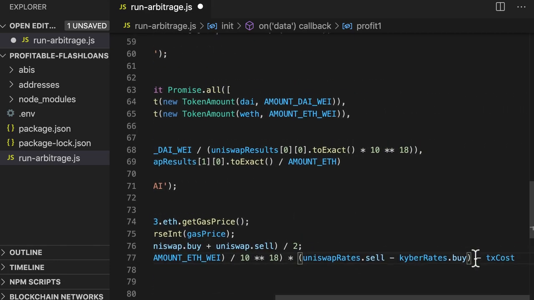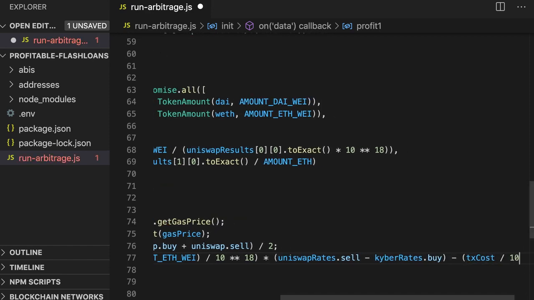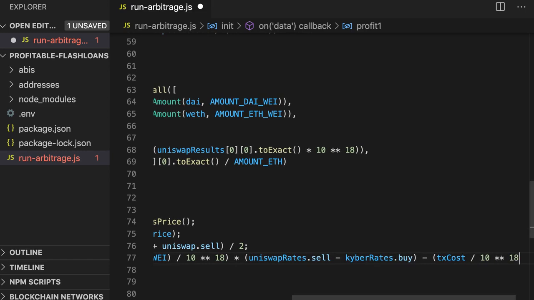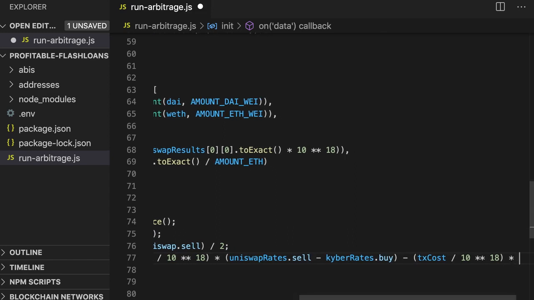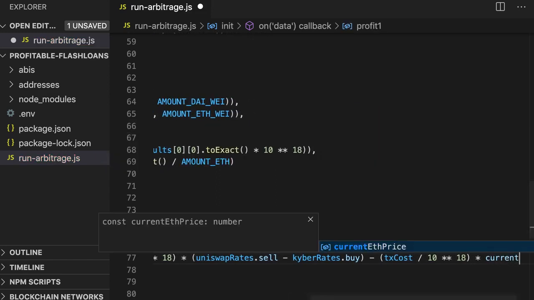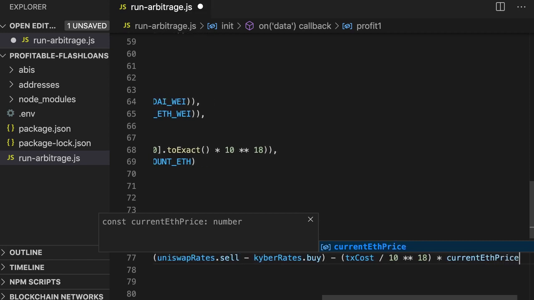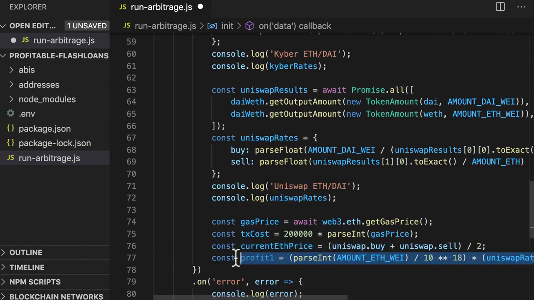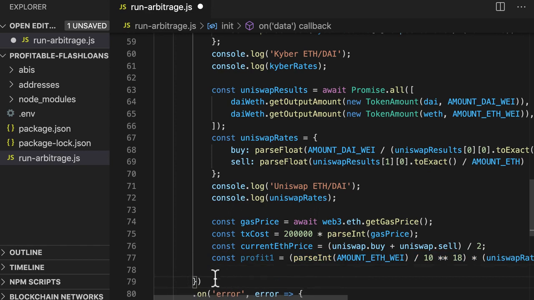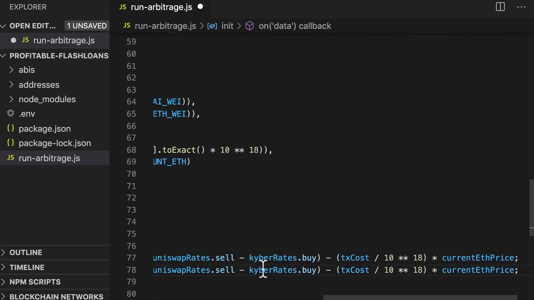And for the transaction cost, we also need to do some adjustment. So first we need to divide it by 10 power 18 because we also don't want this transaction cost in wei, but we want it in dollar, and we multiply this by current ETH price, and we have our profit in dollar. Great. So now we're going to calculate the profit in the other direction.